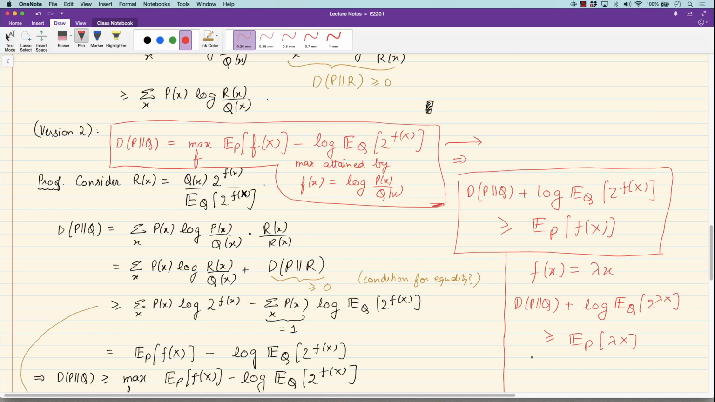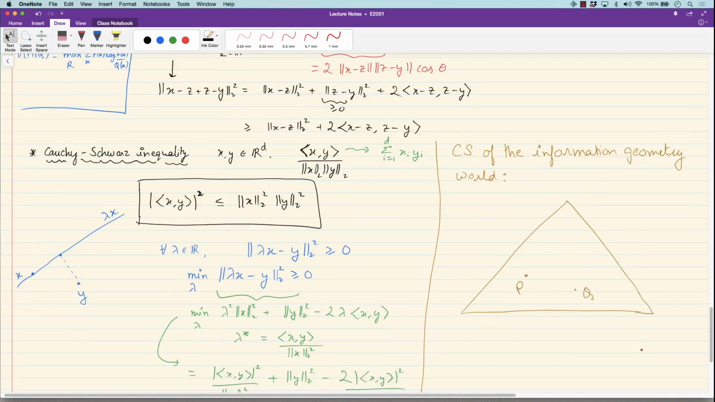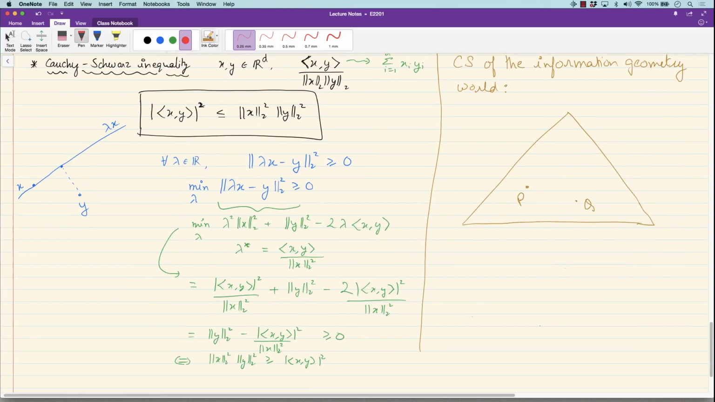Right, and so as I was saying, this particular case is the Cauchy-Schwarz inequality for the information geometry world. Okay, so how is this the Cauchy-Schwarz inequality of the information geometry world? So we had this distribution P and this distribution Q. This is inside the probability simplex, the set of all PMFs on this finite set X. So we drew this line through X here.